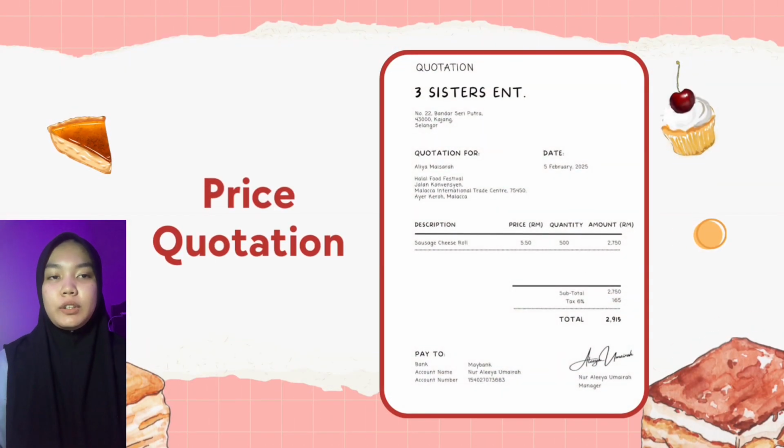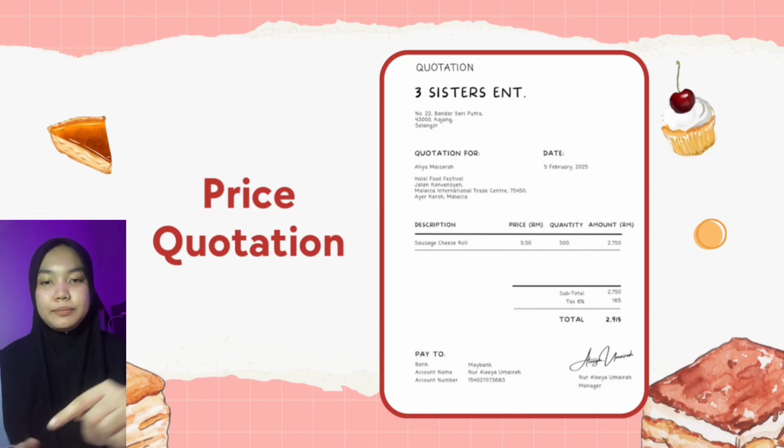Next, for price quotation, Halal Food Festival bought our sausage cheese roll, 500 units at 5 ringgit and 50 cents, and the amount is 2,750. Next, we charge tax of 6%, which is 165, and the subtotal is 2,915 ringgit.